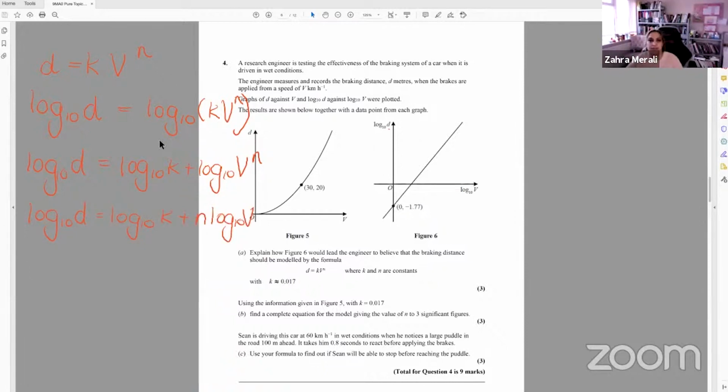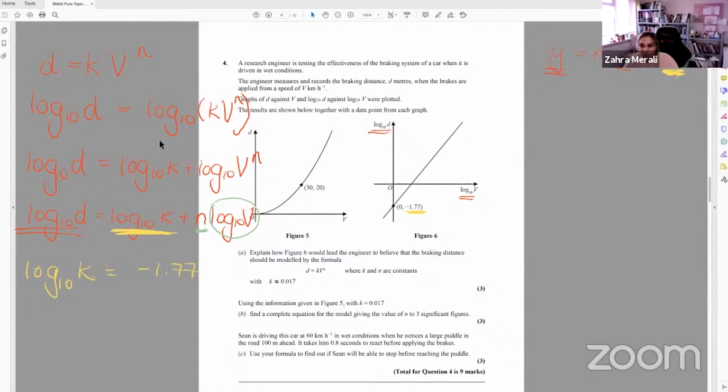So now if I compare that to my normal y equals mx plus c, in this case y is like log 10 d, and x is like log 10 v. So this value of n represents my gradient. Now I also have a plus c. The plus c is where I cross the axis, which is represented by log 10 k. So I know that log 10 k is equal to minus 1.77.